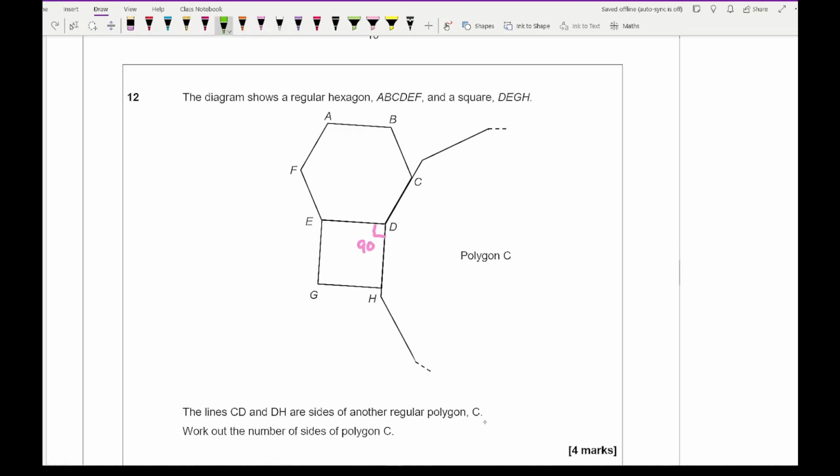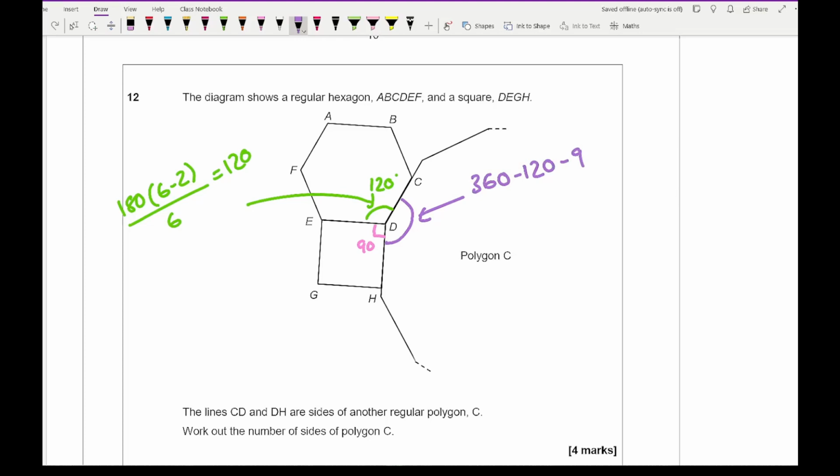And we can work out what this angle here is, as that is a regular interior angle of a hexagon. So this angle here is going to be 180 multiplied by 6, take away 2, all divided by 6. And I get that as an answer of 120 degrees. So then I can work out what this angle here is going to be by doing 360 minus 120 minus 90, which equals 150 degrees.